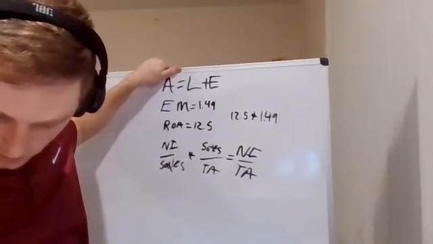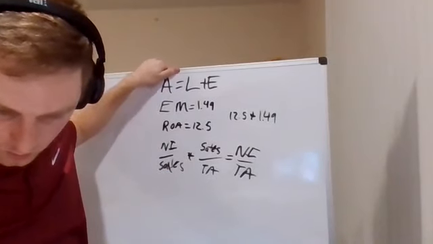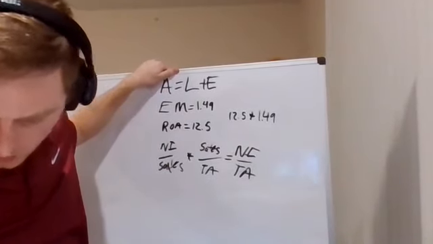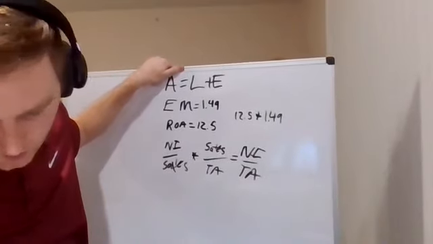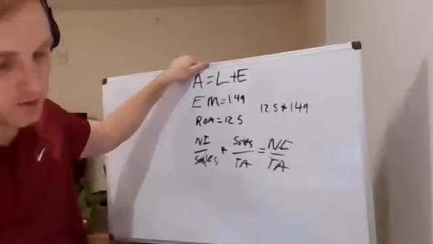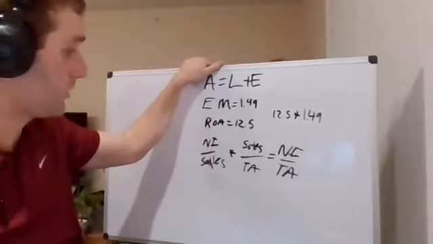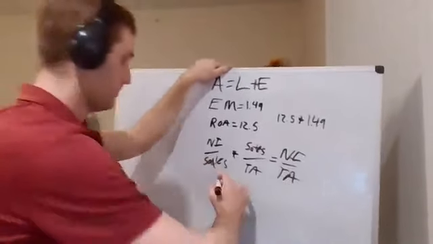12.5 times 1.49 gives us 18.625, which when we round up is 18.63%.